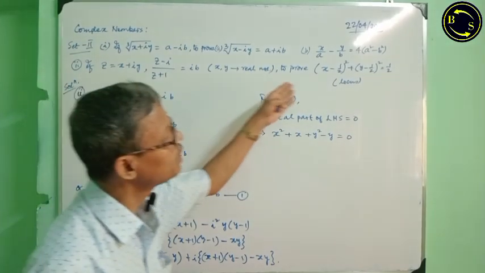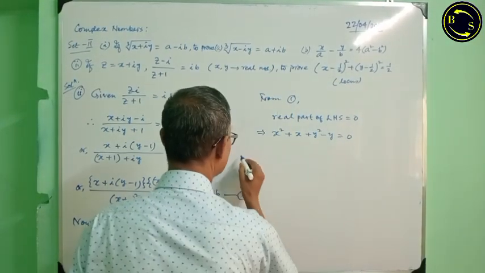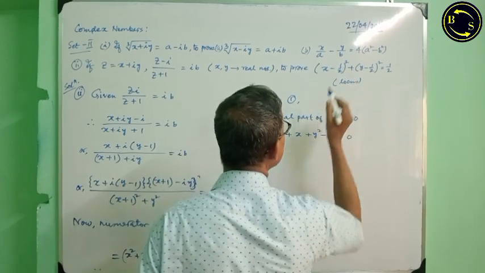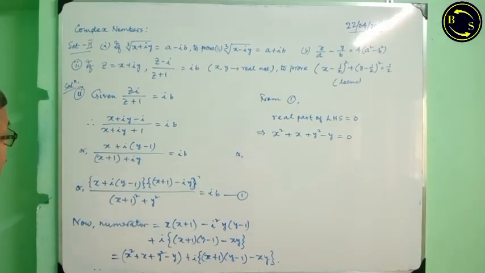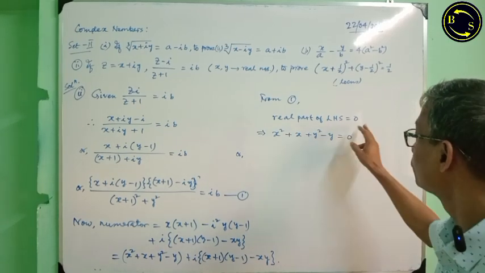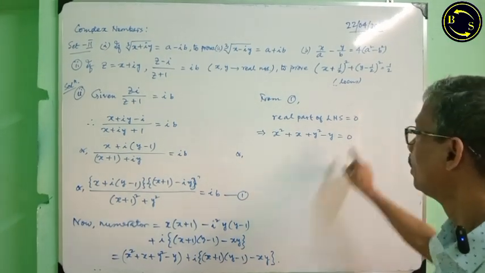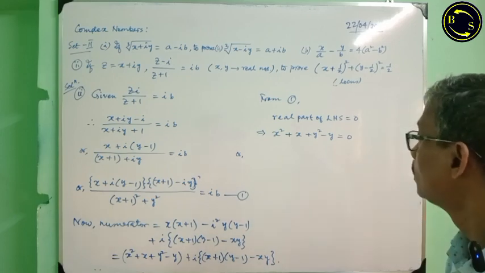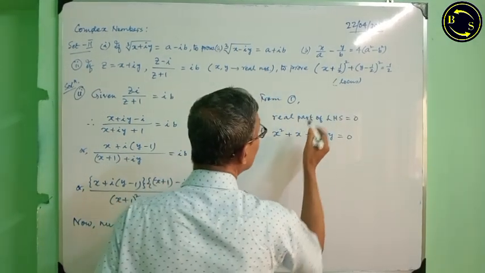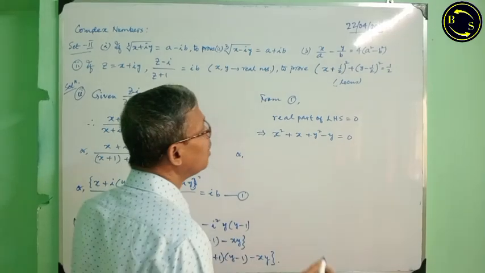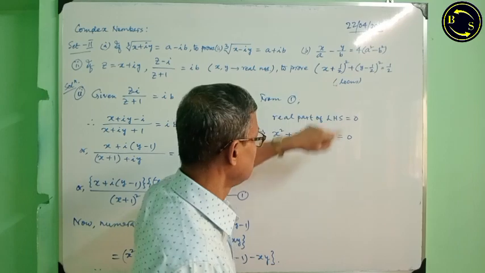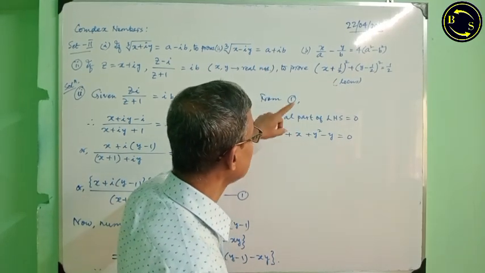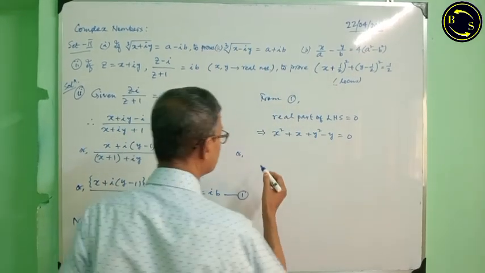You note, we have to prove this. From that, x minus half whole square, real part is equal to 0. From that we get this one. Now we have to make a perfect square. Student, you note that earlier I wrote x minus half whole square, but after getting this step I find that it should be x plus half whole square.